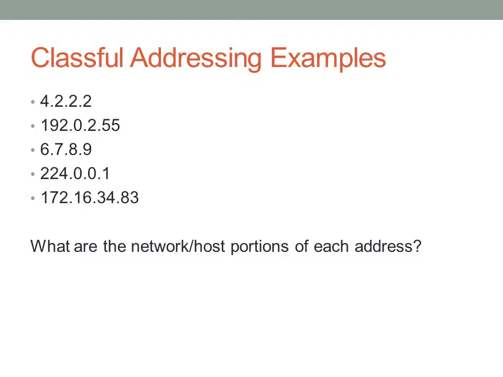The fourth one's kind of a trick question. If you'll remember, I talked about IPv4 multicast addresses residing in that space from 224 on up to, I don't remember the higher address off the top of my head. However, this 224.0.0.1 is a Class D address. It's a multicast address, so there is no network or host portion in that address. Finally, we come to the last example, 172.16.34.83, and the 172 tells us that this is a Class B address, so the network portion would be 172.16, and the host portion would be 34.83.